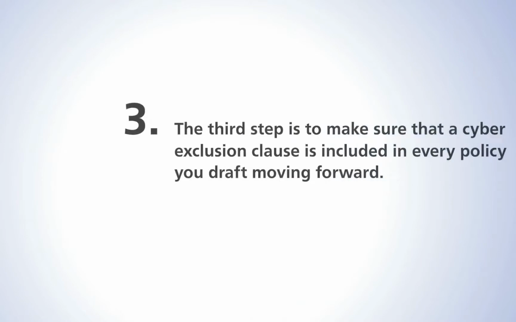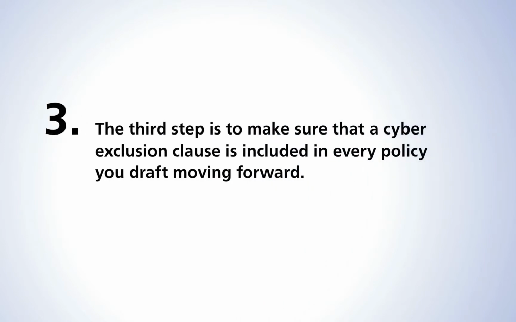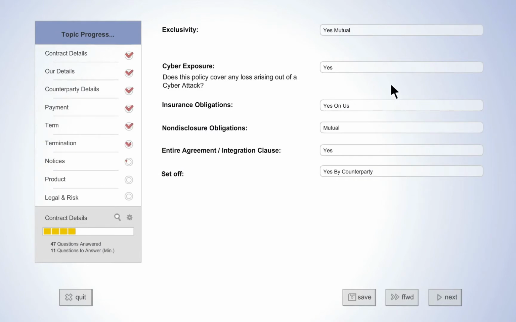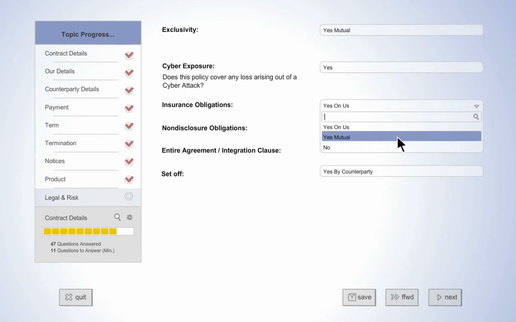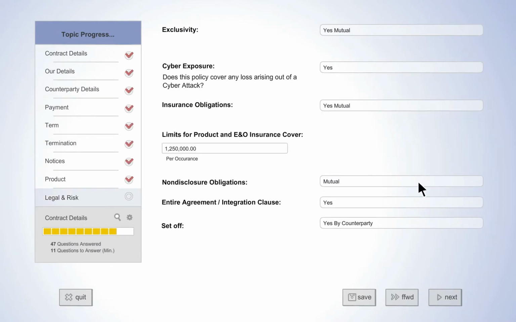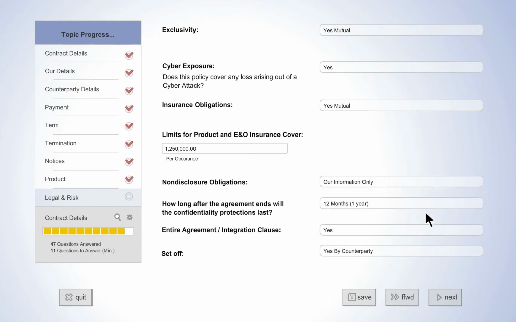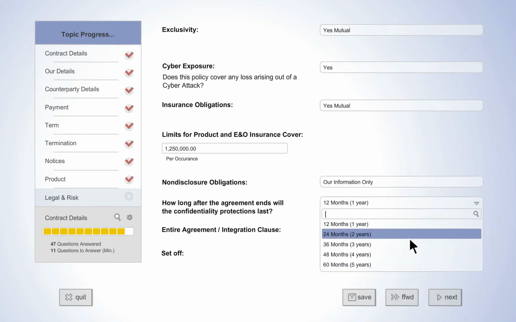The third step is to make sure that a cyber exclusion clause is included in every policy you draft moving forward. With Exari's interview-driven contract creation wizard, pre-approved templates ensure that every quote and policy drafted by your firm includes the necessary exclusion clauses. This helps eliminate the possibility of rogue policies and unintended risk.